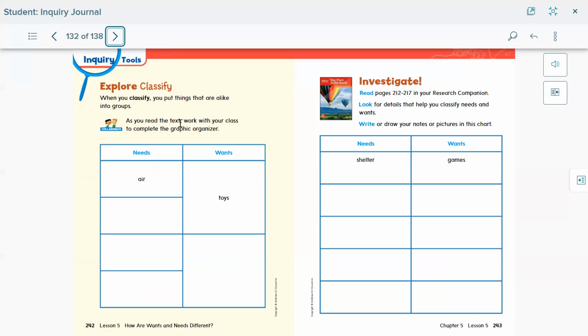So here, read the text and try to complete the graphic organizer. In this graphic organizer, we have needs and wants. We know that we need air, very good, water, food, clothes, shelter. All of these are something we need, we have to have.